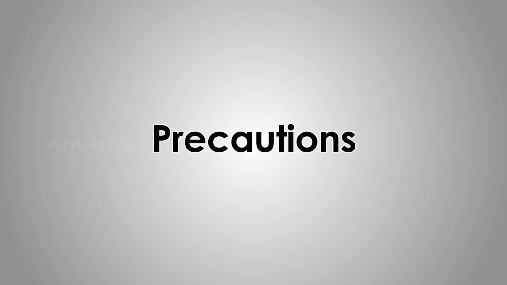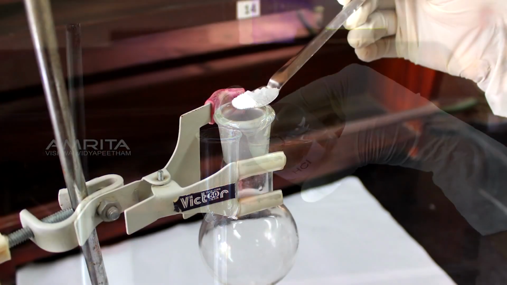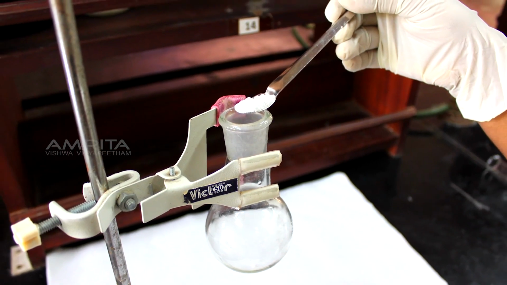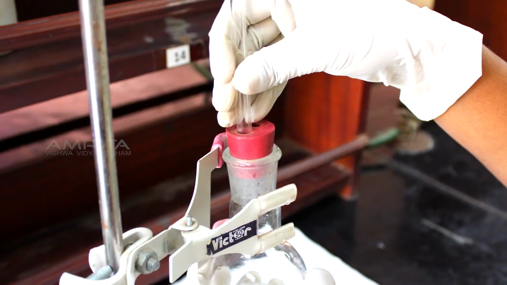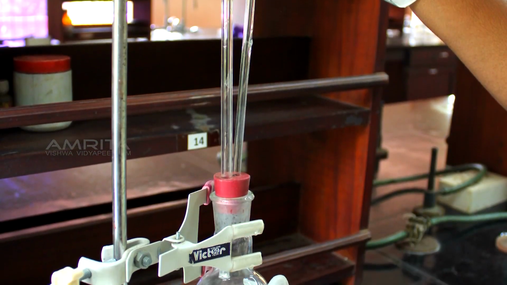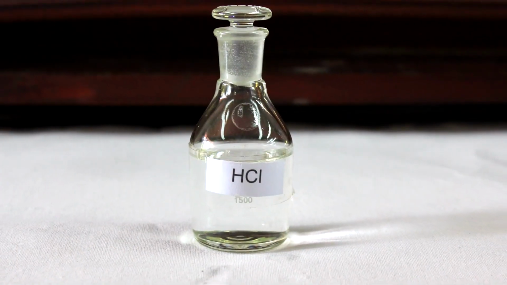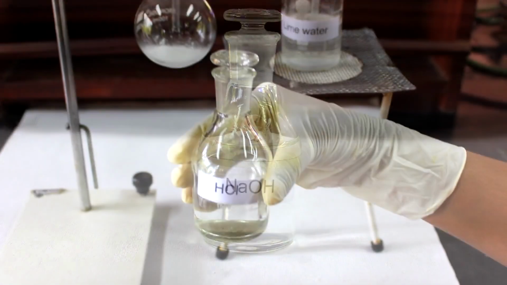Precautions: Add HCl to sodium carbonate only after making the apparatus airtight. Otherwise, the gas evolved in the reaction will get away through the gap. Handle the chemicals HCl and NaOH carefully as they are harmful.